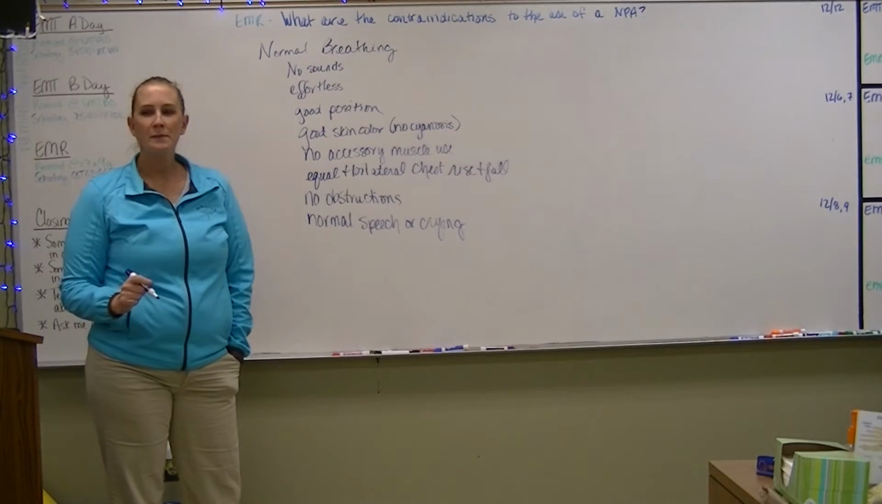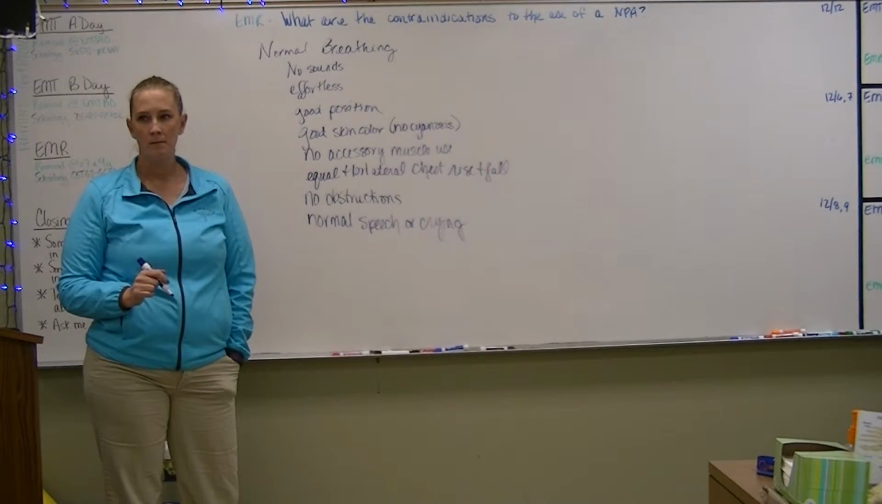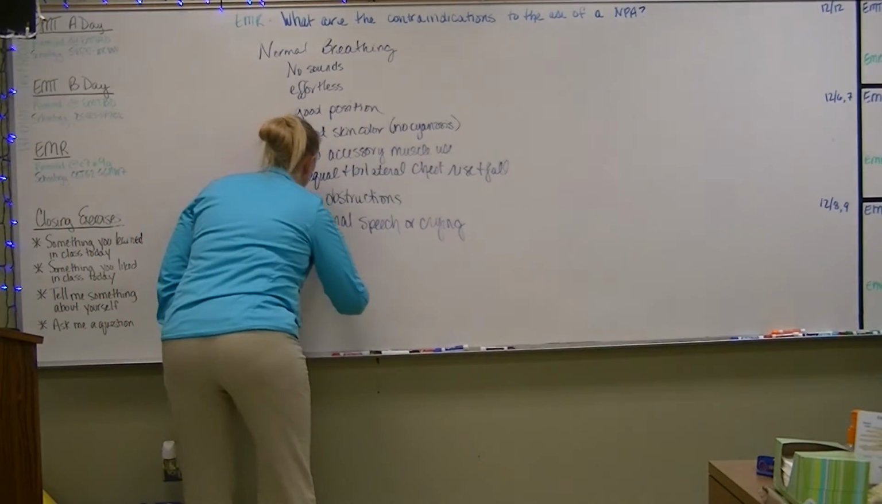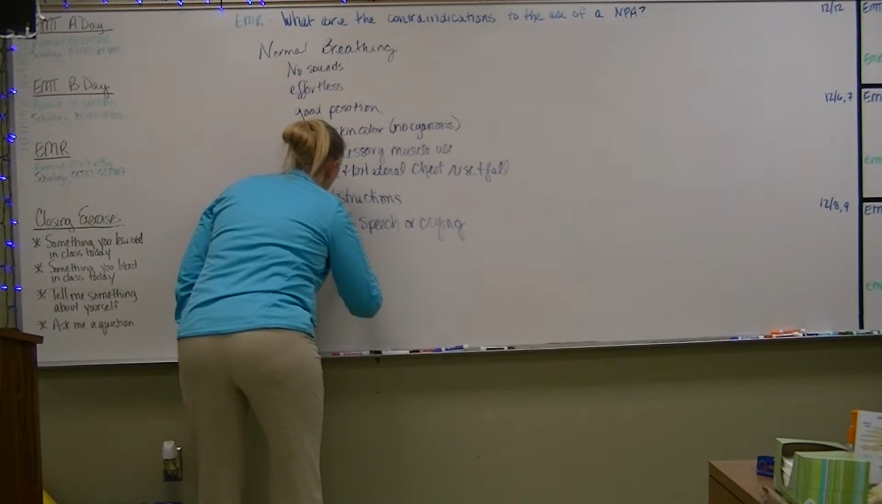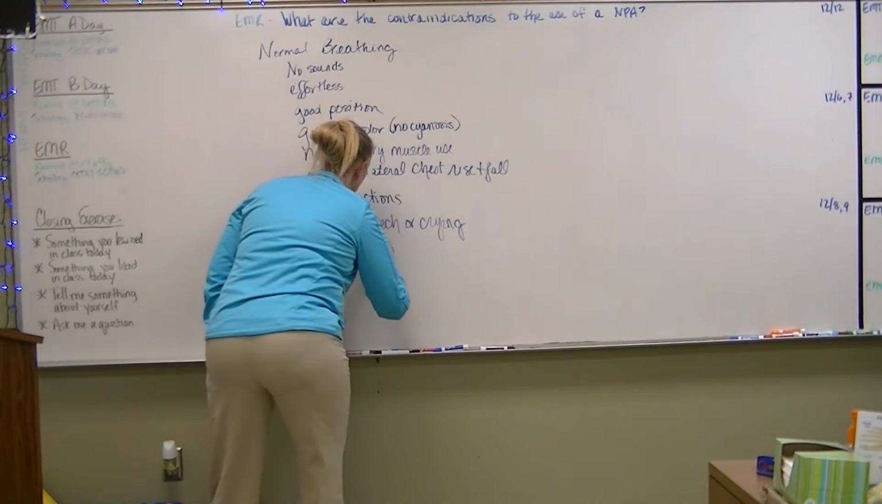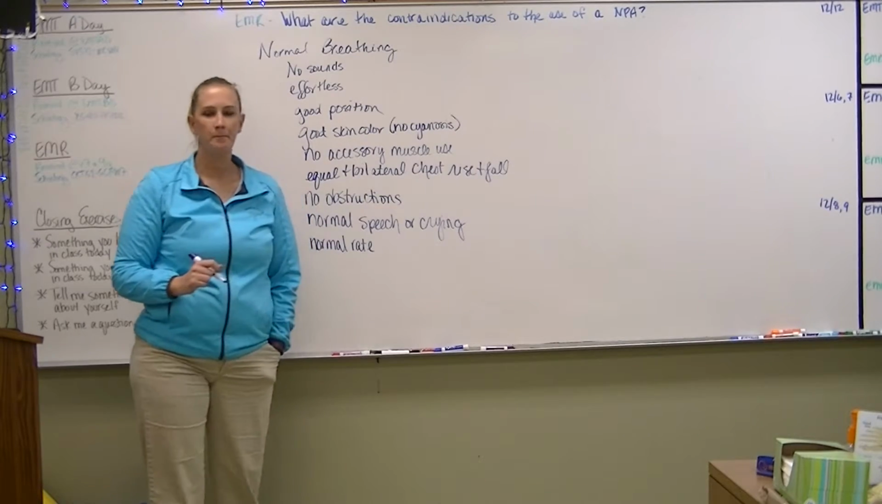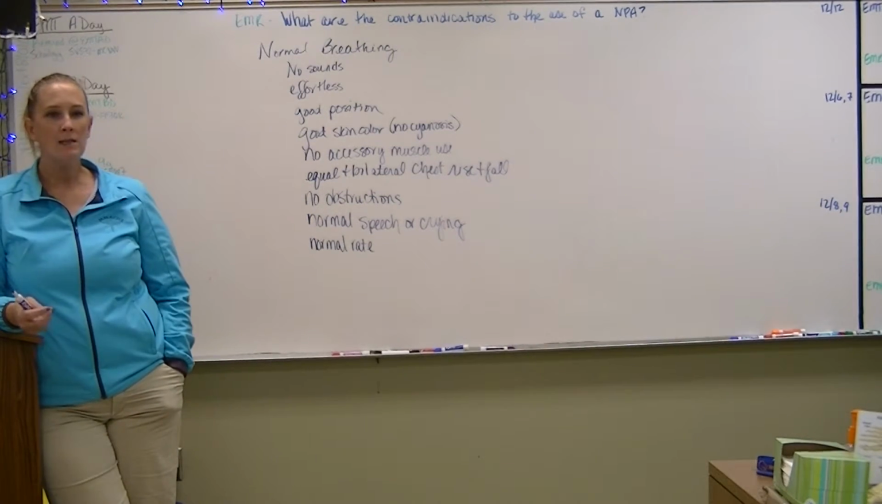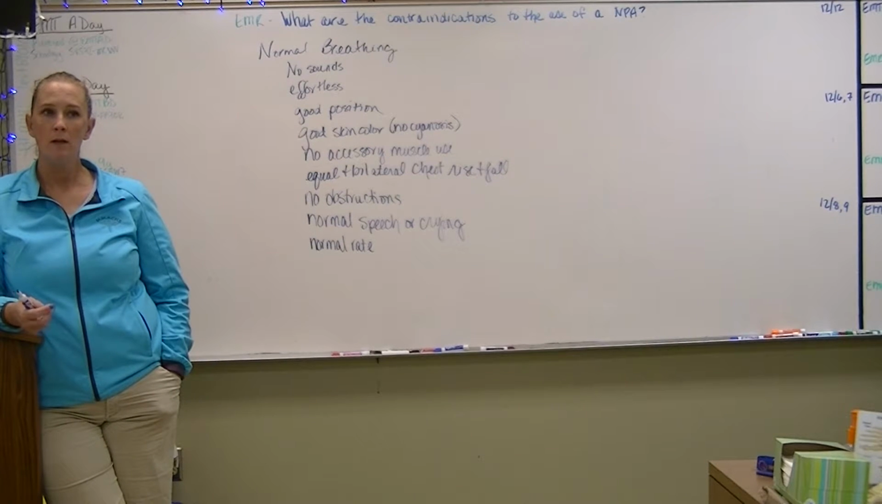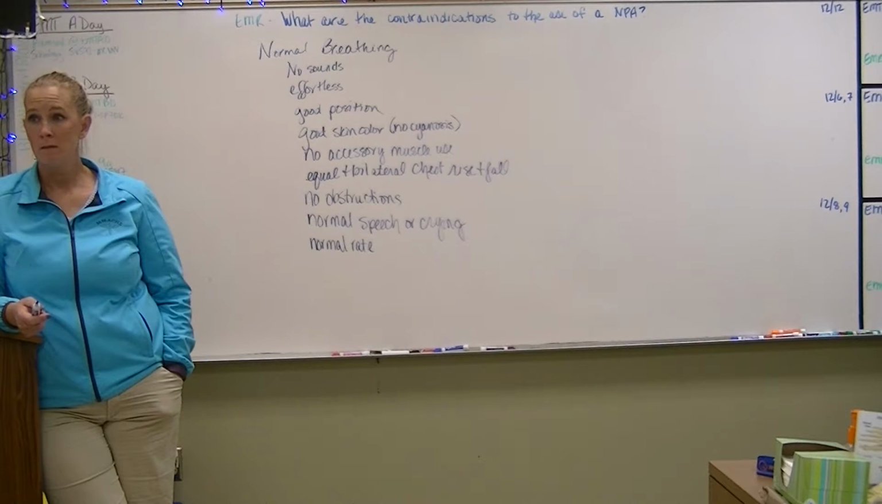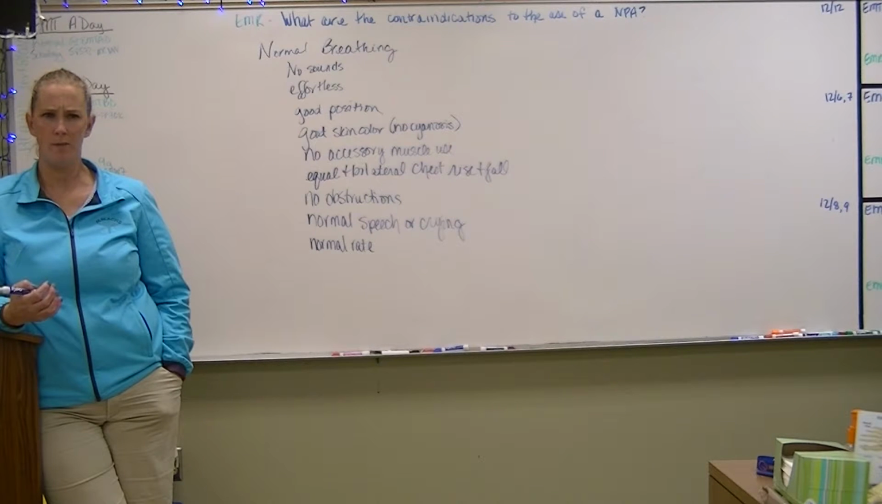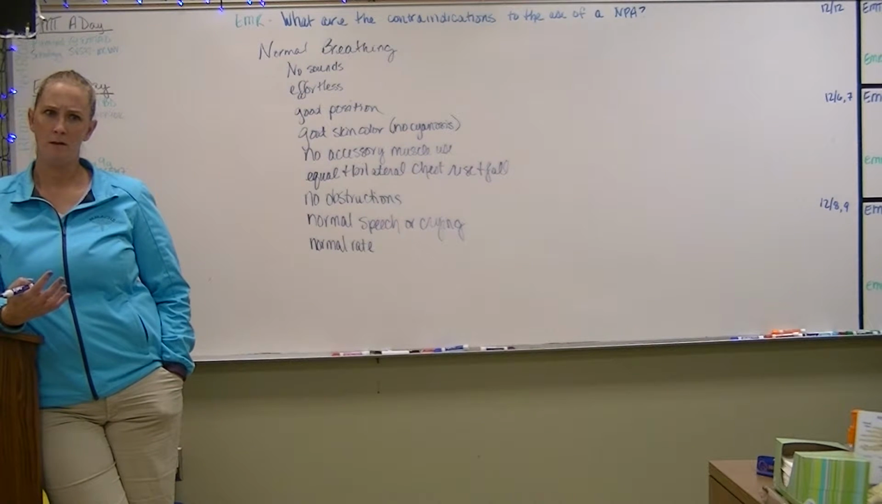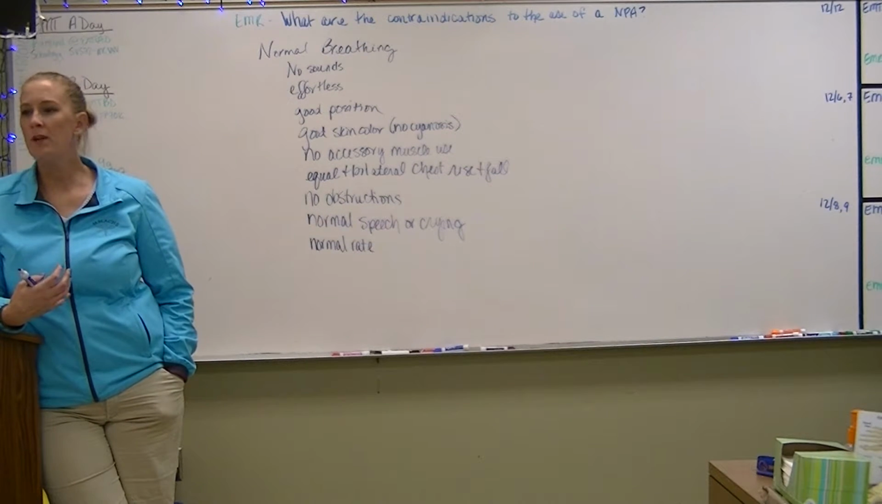How about a normal respiratory rate? What is the normal respiratory rate for an adult? 12 to 20. 12 to 20 breaths per minute. If a person is breathing too fast or too slowly, it's pretty obvious. I mean, you can look at a person and say, oh, that kind of looks odd, because you're not used to seeing a person breathe that quickly.